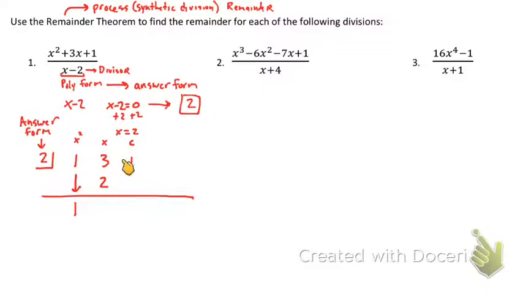Now we're in the next column and we do the math. Positive 3 and positive 2 are both positive, so we add them and get 5. Now 5 is below the line, and we multiply with 2. 2 times 5 is 10. It goes in the next column, and then we do that math: 1 plus 10 is 11. Since there are no more numbers, this last number is your remainder.